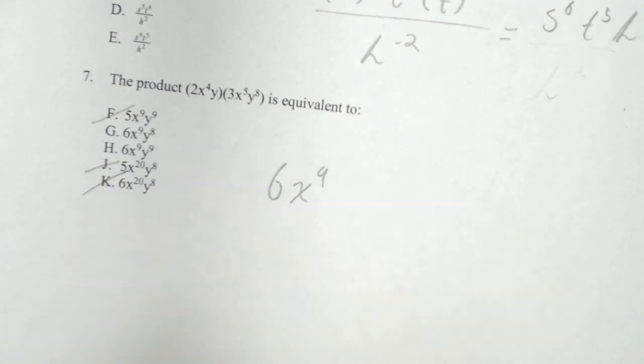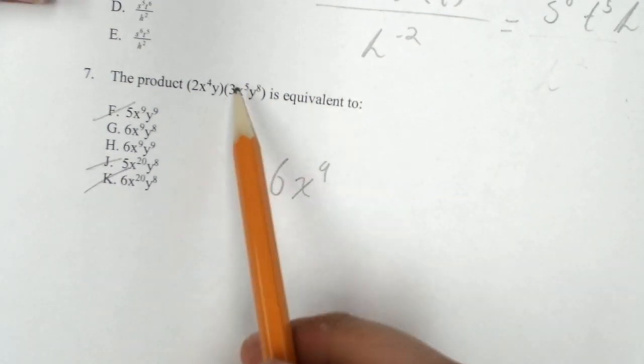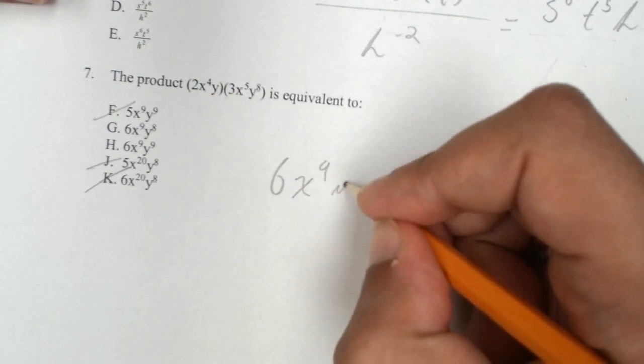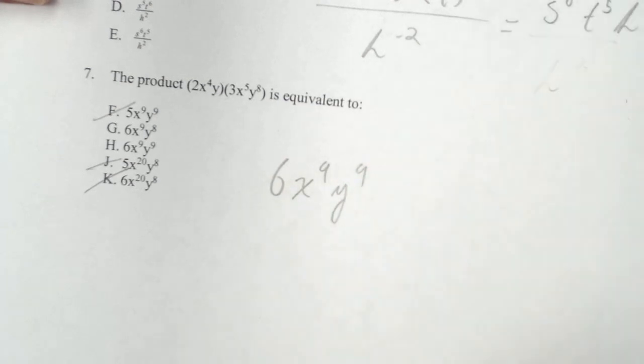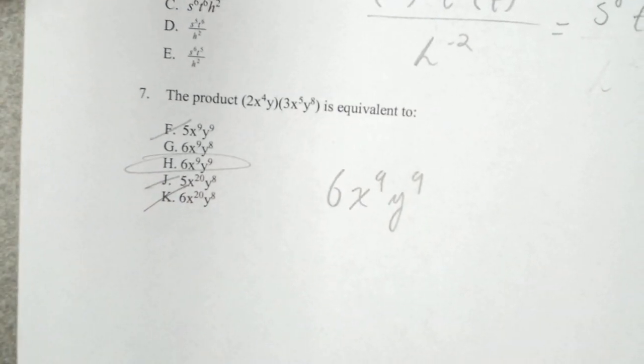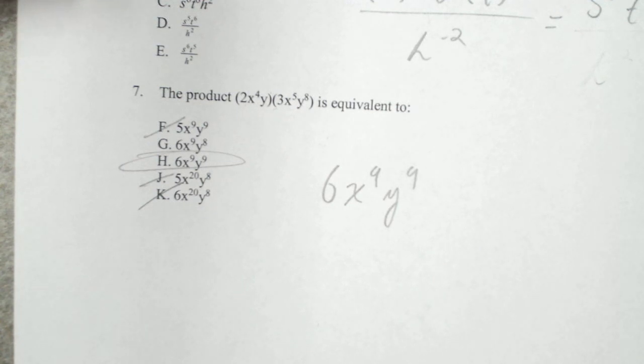Right? Then we have the y to the first power and y to the 8th. It's going to give us 1 plus 8, y to the 9th. And that's H. All right, so there's some good exponent problems for you. Good luck going forward.